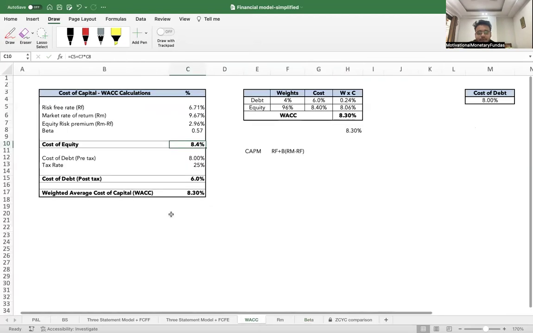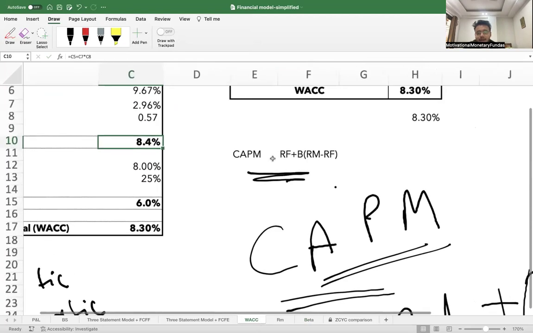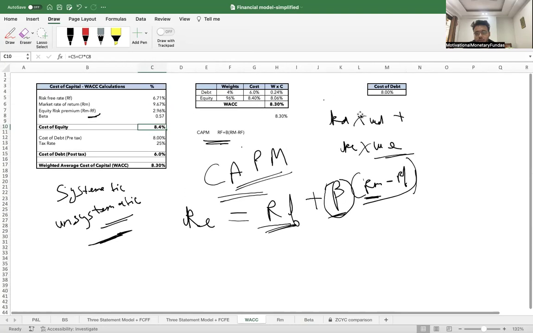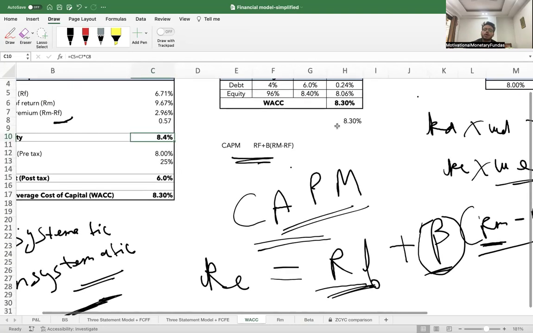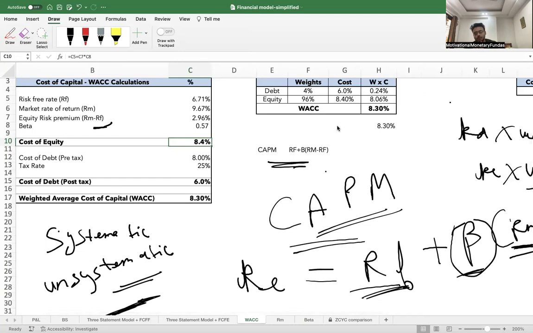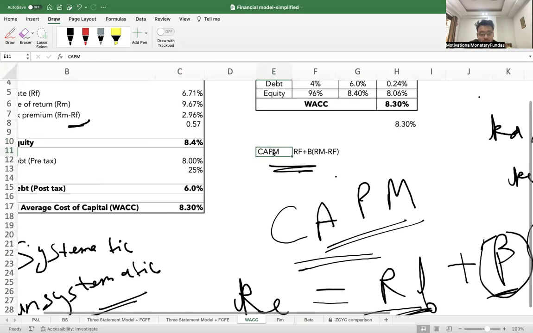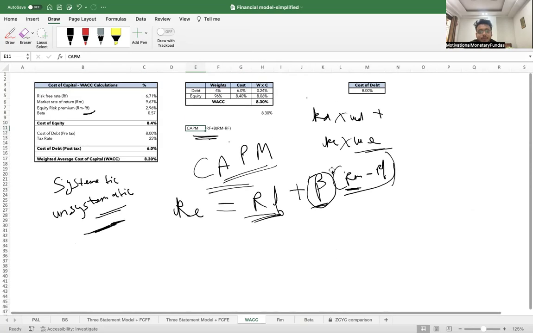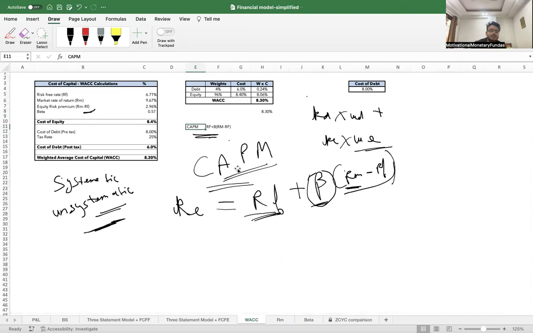I come to WACC here, right? How to calculate? See, cost of debt is 8%. It's simply the rate of interest at which the company has taken loan. Okay, like no rocket science. Then you here have cost of equity, which is calculated by something called your CAPM model. Capital Asset Pricing Model. CAPM model.